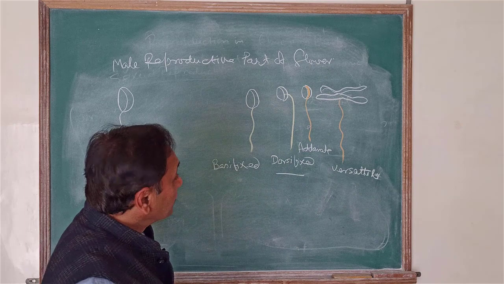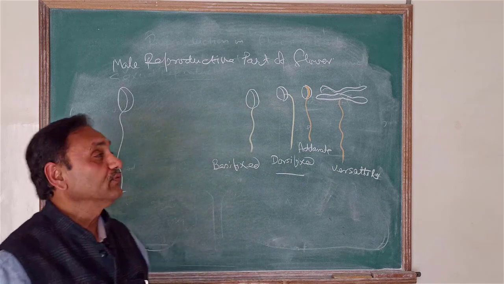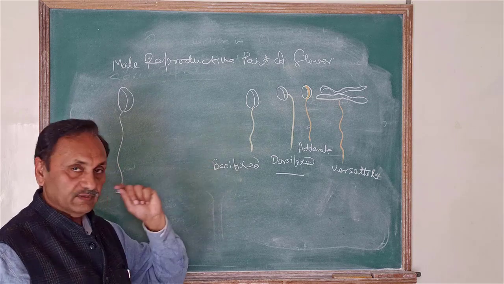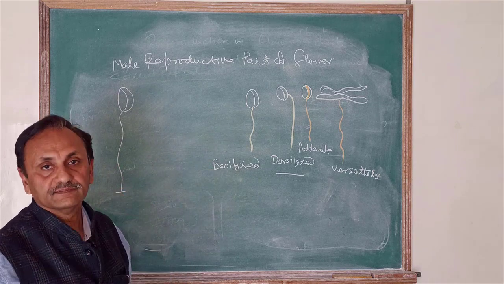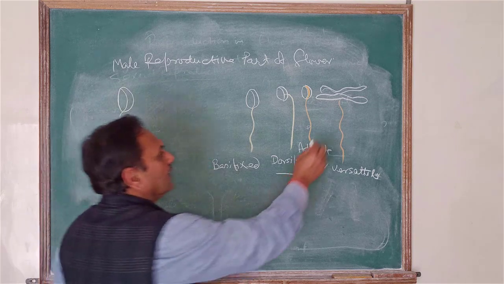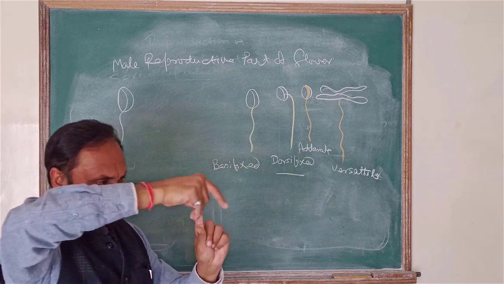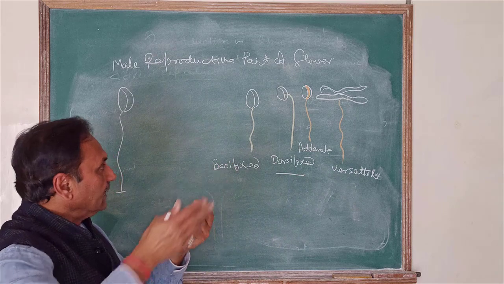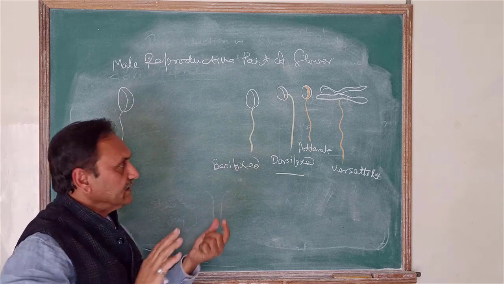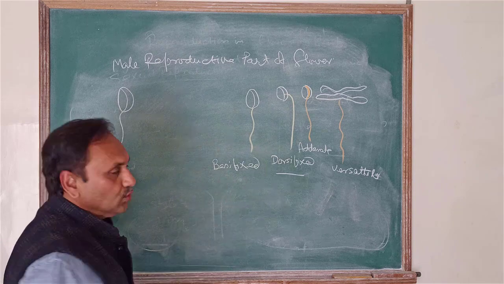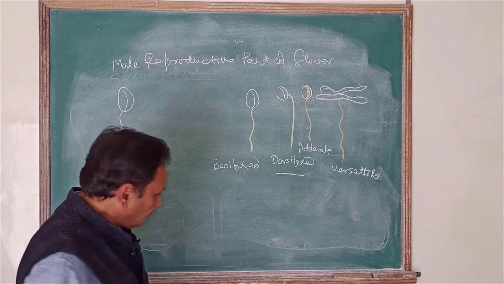This type of anther is mainly found in anemophilous plants, where pollination takes place with the help of wind. Because the versatile anther floats over and scatters the pollen grains, and those pollen grains are carried by the air and ultimately go to different parts of the flower.